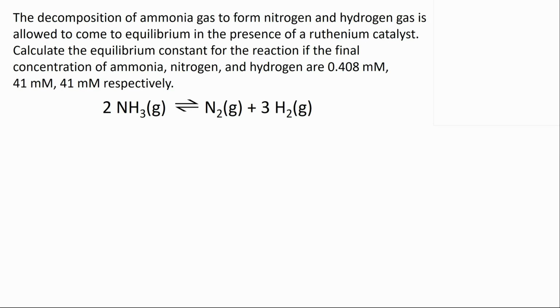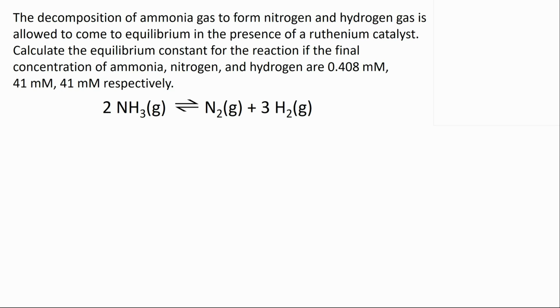We can use the equilibrium constant expression for a reaction and data about the concentration of reactants and products for a system at equilibrium to calculate the value of the equilibrium constant. For these examples, we'll be using the decomposition of ammonia to form nitrogen and hydrogen gas.